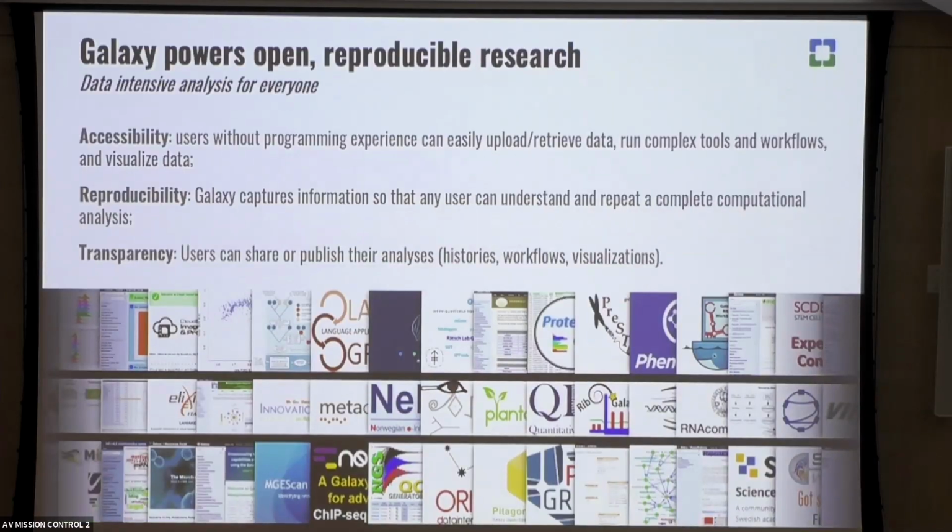So Galaxy is built upon three guiding principles: accessibility, so making it easier for researchers to run complex analysis, regardless of their coding skills; reproducibility, so capturing every parameter and making analysis fully reproducible; and transparency, so allowing users to share and publish their data, workflows, and visualizations.